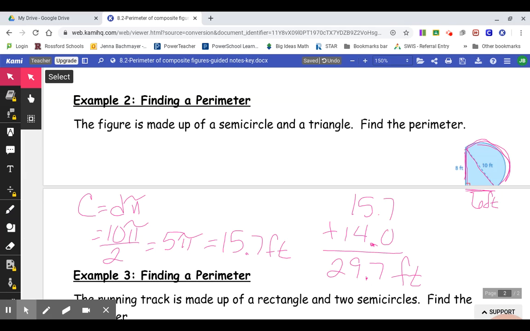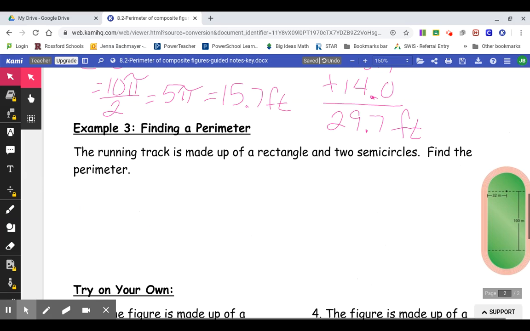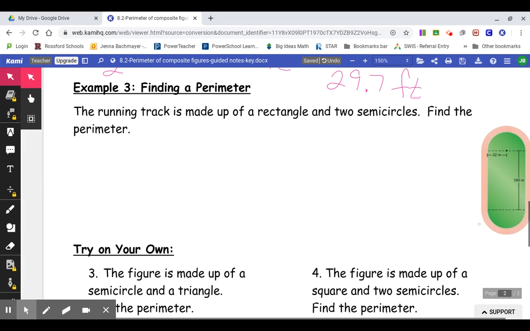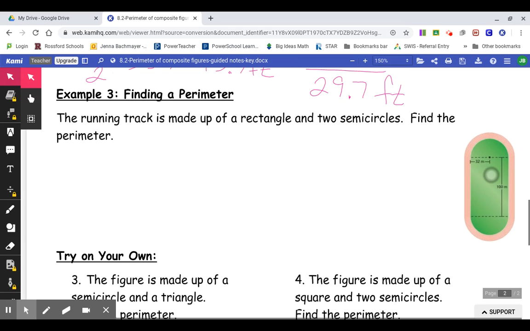Okay, so let's look at example 3. We have a track over on the side, and it is made up of a rectangle and 2 semicircles. So we need to find the perimeter. Remember, a semicircle is half of a circle. Well, if we have 2 of them, we have 2 halves that would make a whole circle. So really we're working with a whole circle and then a rectangle.